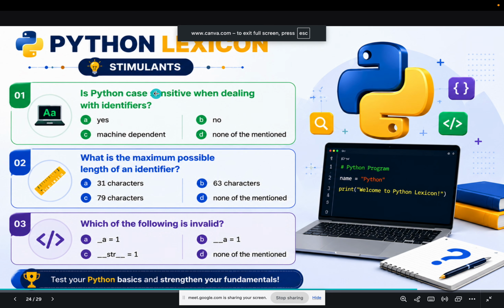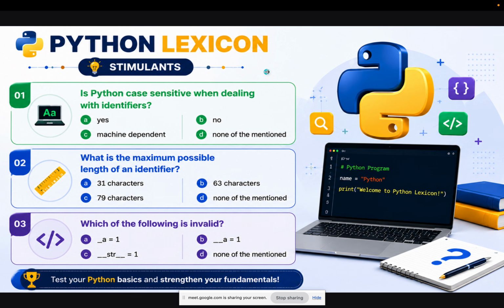Now, is Python case sensitive when dealing with identifiers? Yes, no, machine dependent? What will be the answer? Yes. Why yes? Tell me. Any reason for that? Because Python is case sensitive. Even if you mention one capital letter as a small letter, it will not work. That is why Python is a case sensitive language, specifically when dealing with identifiers. 100%.